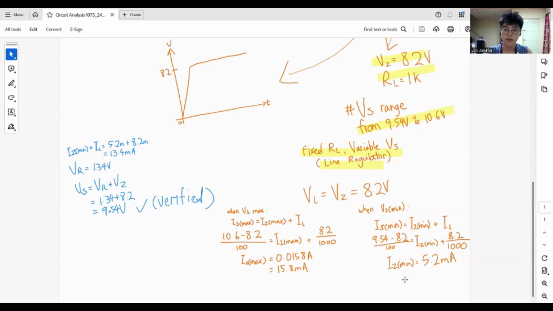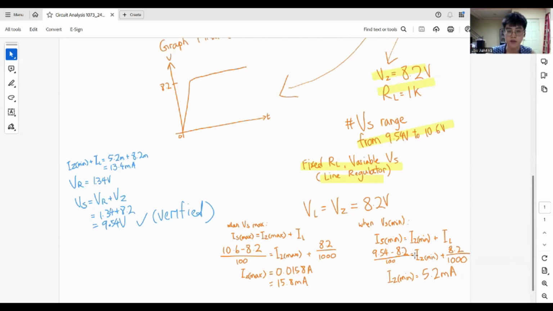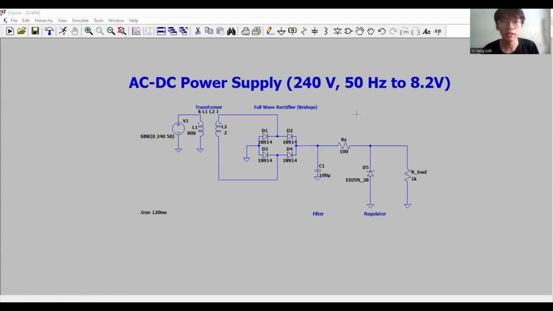And we will do the same thing for the IS minimum. So we know that IZ minimum is equal to 8.2 milliampere. So I will continue with the LTspice simulation part.